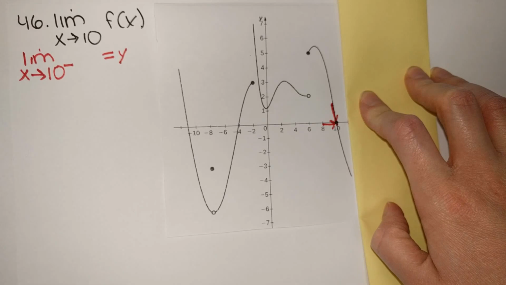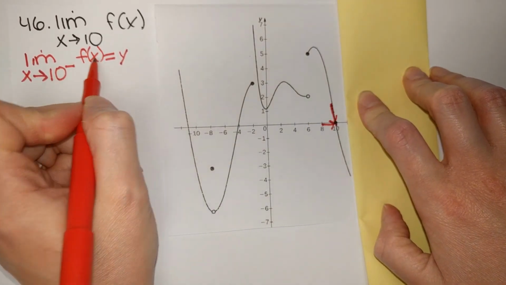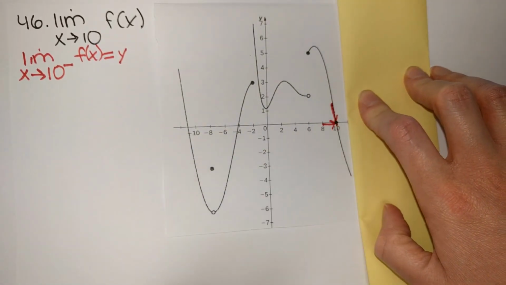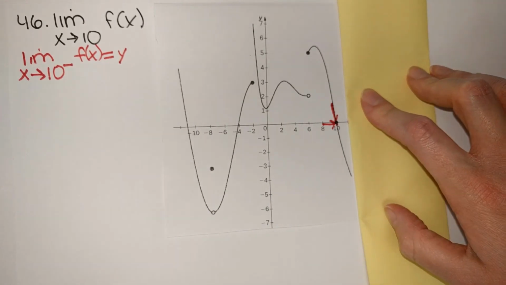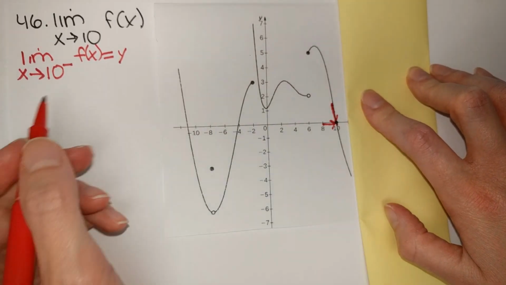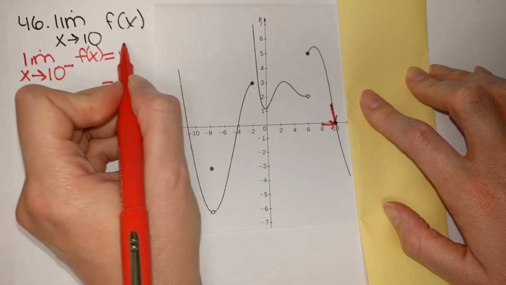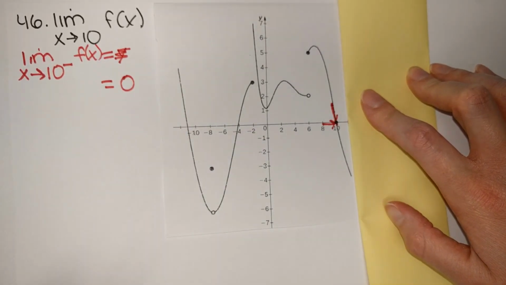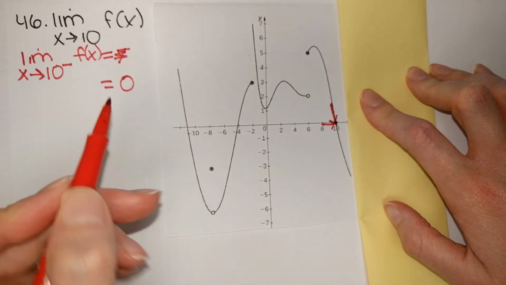Now remember that your limit is always equal to a y value. So what we're trying to do here, we're not trying to find the x value, which in this case would be 10, we're trying to find the y value. And the y value, corresponding on the axis, would be equal to 0. So from the left-hand side, we see that our limit is equal to 0.